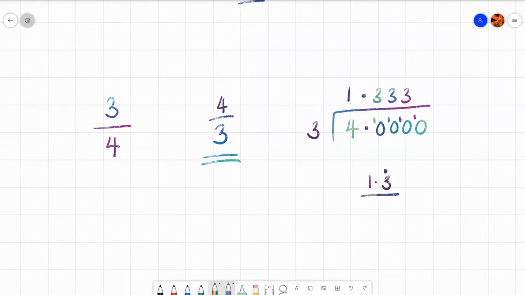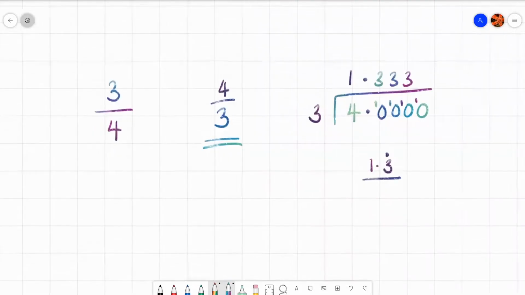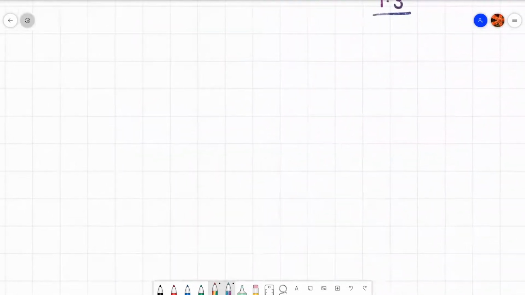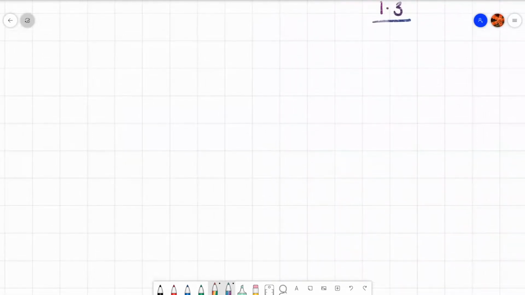So if you were to write the reciprocal of 3/4, it would be 4/3 or 1.3 recurring as a decimal. Okay, let's have a look at some other ones. Normally in your GCSE exams, you're just asked to write this down as a fraction. It's just the odd times where you are expected to write it as a decimal.